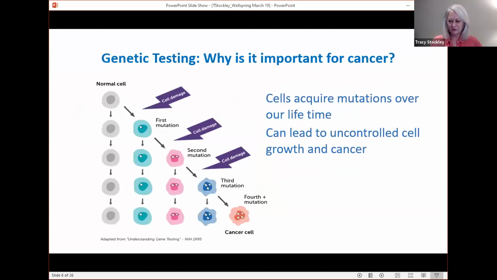Okay, so then for most of the rest of my talk, I'll talk about the genetic testing on cancers. So why is this important?